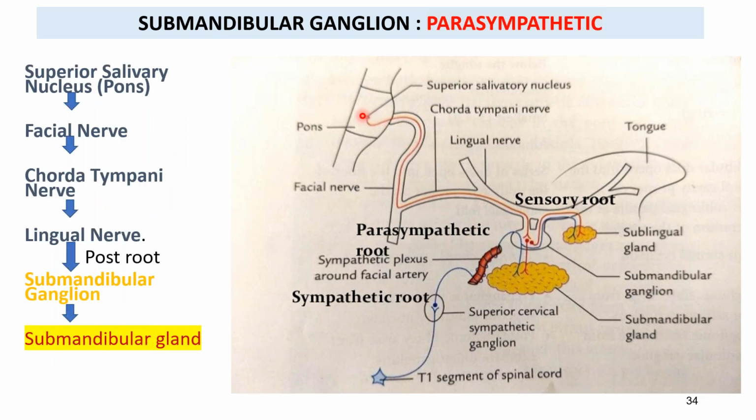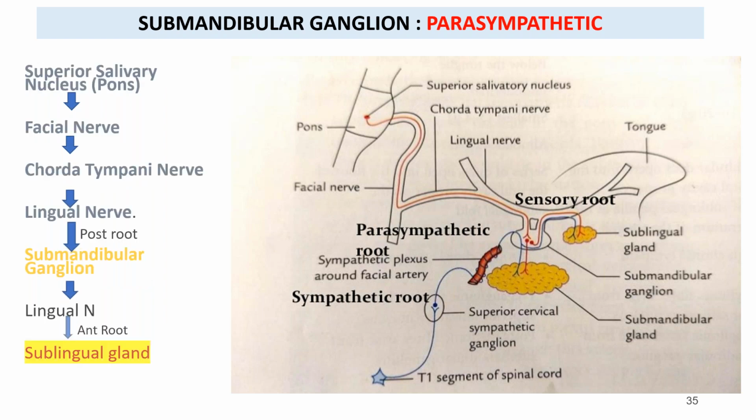From the superior salivatory nucleus of the pons, it reaches the facial nerve, and via the chorda tympani branch of the facial nerve, the preganglionic fibers are carried into the chorda tympani. When the chorda tympani joins the lingual nerve, through the posterior root, which is hanging the lingual nerve with the submandibular ganglion, it reaches the submandibular ganglion and directly supplies the submandibular gland.